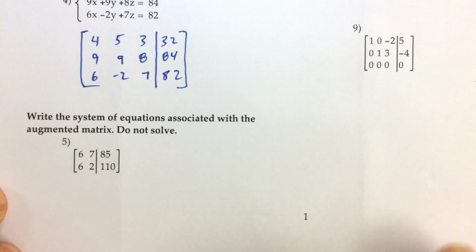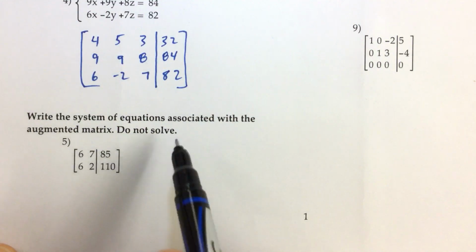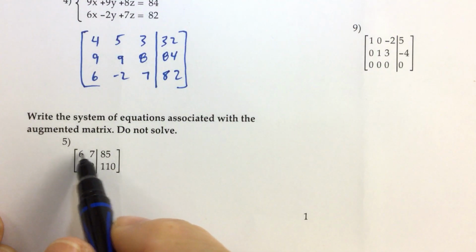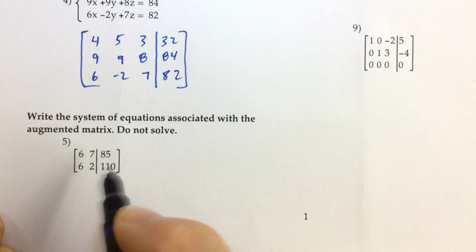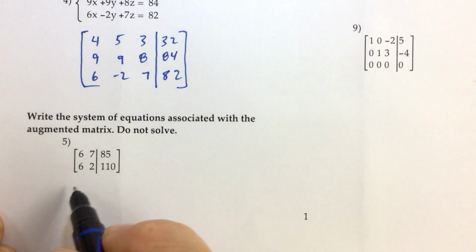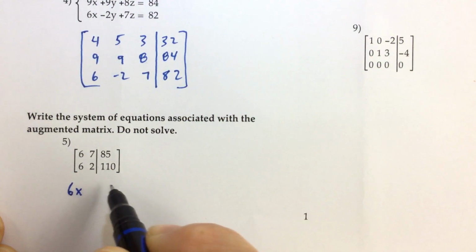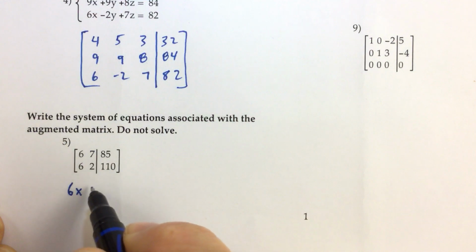Well, let's do one more problem here while we're in this video. For this problem here, for number 5, we're supposed to write the system of equations associated with the augmented matrix. Do not solve. And so since we have 2 rows and we can see 2 entries in each row to the left of the vertical line, we're just going to use the coefficients, 6, and we're going to use the variables, x and y here.